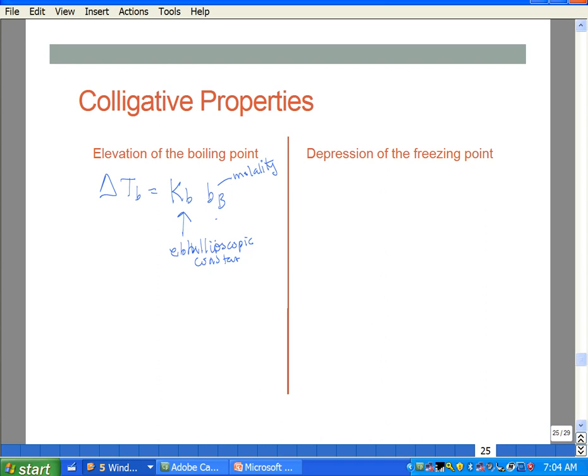Okay, the same exact equation applies for freezing point depression. If we want to put that same salt on an ice patch outside to lower its freezing point so it doesn't freeze up so fast, we can depress the freezing point by taking the cryoscopic constant and multiplying it by the molality of the solution. And remember, molality is moles over kilograms of solvent. This is the cryoscopic constant.